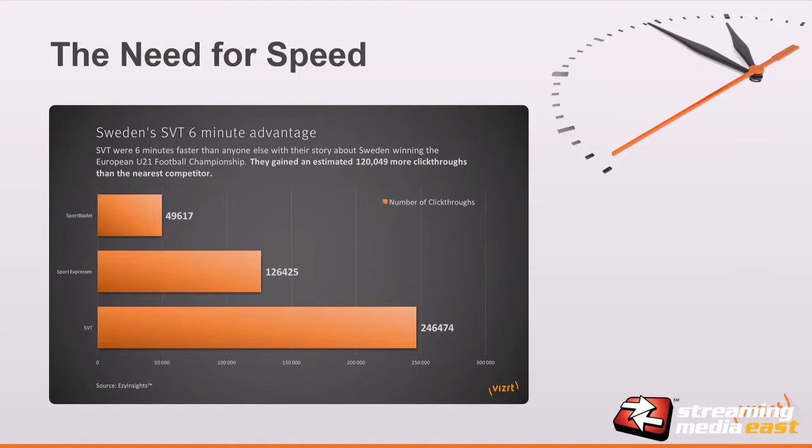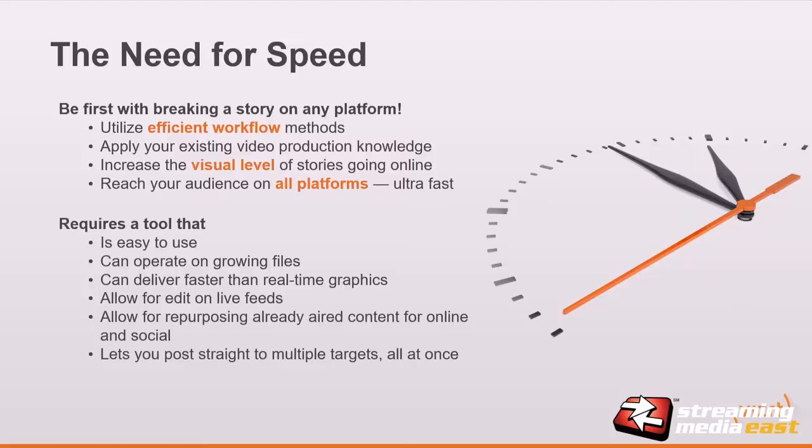The need for speed, I think this is one of the most crucial things. International broadcaster SVT found that just being 6 minutes faster on a news story resulted in 120,000 more viewers overall. So really a dramatic increase in how many click-throughs you can get on a story, just by being a little faster. So being the first is always key. Using efficient workflows, having actual high-quality productions. These are all crucial aspects when you're trying to get your content out to all the platforms.